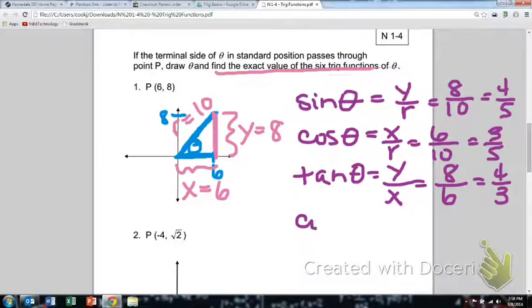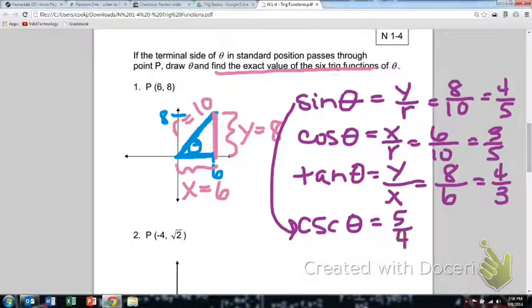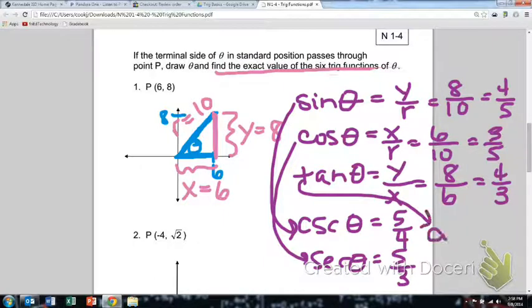And then the reciprocals, you just flip those. So cosecant, you flip sine. So it would be 5 over 4, right? Or remember, it's r over y, so it'd be 10 over 8 or 5 over 4. Secant, you flip the cosine, so it would be 5 over 3. And then cotangent, you flip tangent. So cotangent would be 3 over 4.